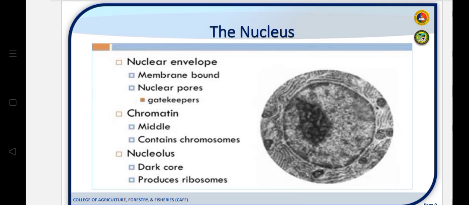Inside the nucleus, we find chromatin. This is made up of DNA and proteins, and it contains the chromosomes that carry genetic information. There is also a darker area inside the nucleus called the nucleolus. Its main job is to produce ribosomes, which are needed to make proteins.